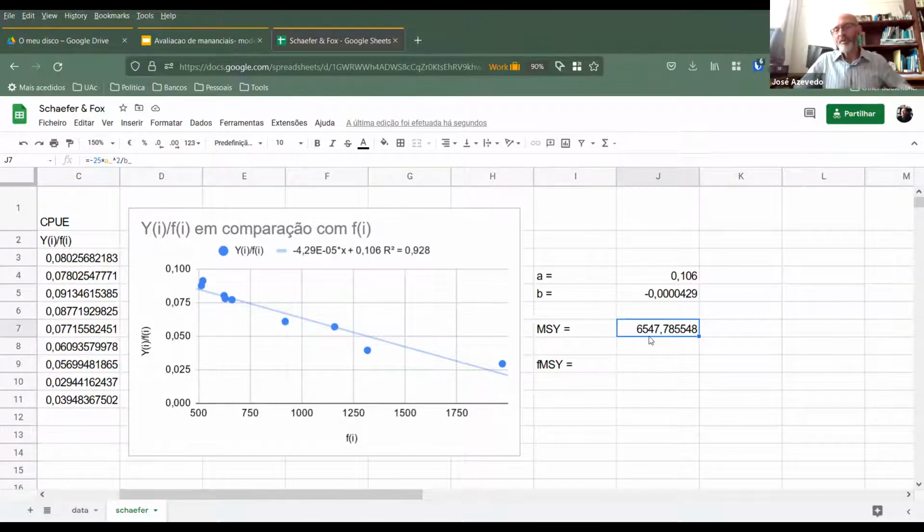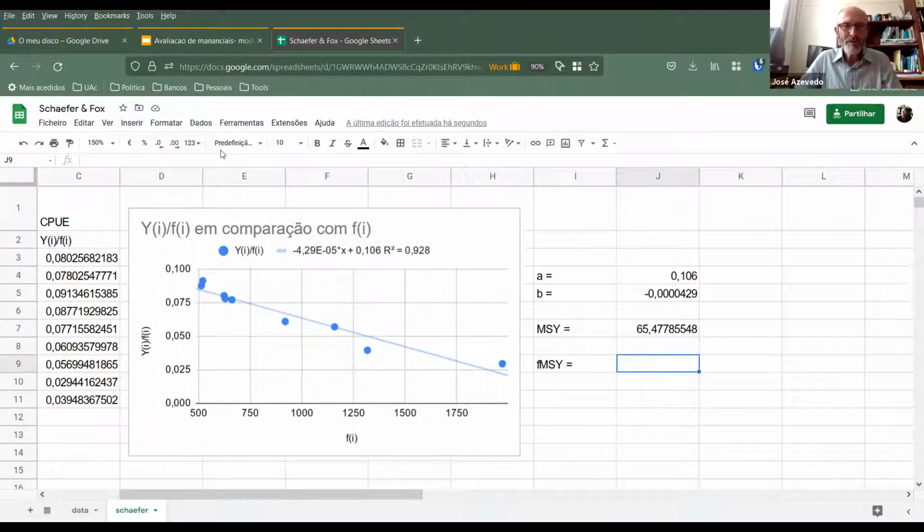Of course, there's a problem here because I know what the value is, and it's supposed to be 60 something, not 6,000 something. That's because I made a mistake in the formula, and the formula is not minus 25, it's minus 0.25. So there you go. The maximum sustainable yield is 65.5 thousand tons.